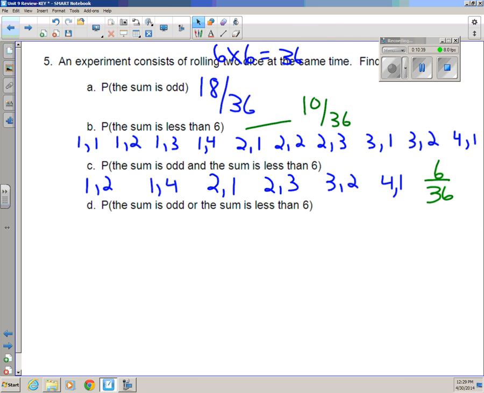And again, you need to understand that rolling a 1 and then a 4 is very different from rolling a 4 and then a 1, especially if your die were colored.